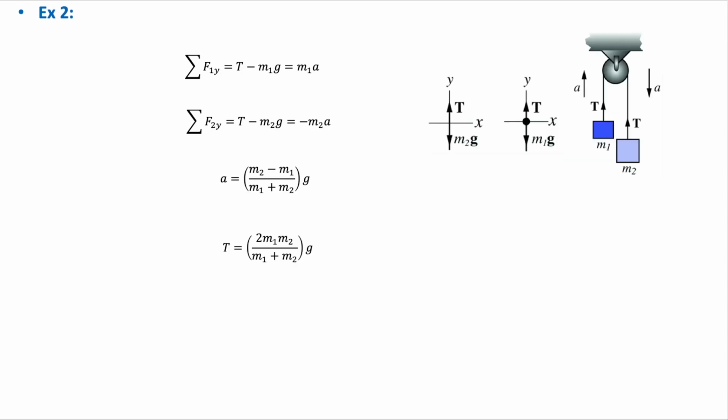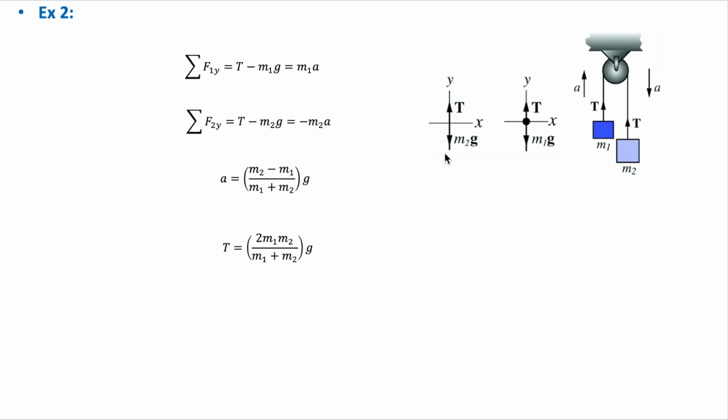So let's now consider another example. So suppose that two masses m1 and m2 are connected by a massless rope that passes over a massless pulley. And we want to find the acceleration of the system and the tension in the rope. So as you can see, we first draw a free body diagram for each object in the system, showing all forces acting on each object, okay? So in this case, we only have the tension in the rope acting upwards and the weight downwards.